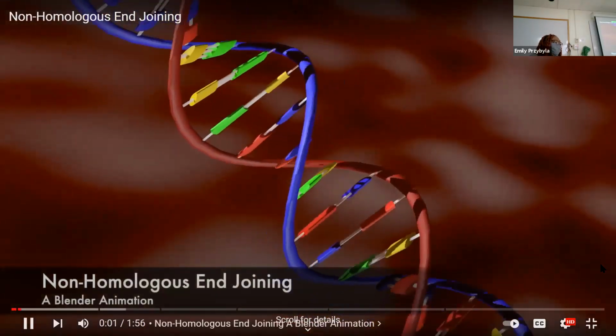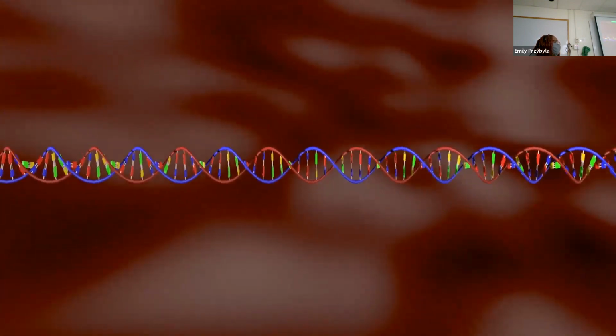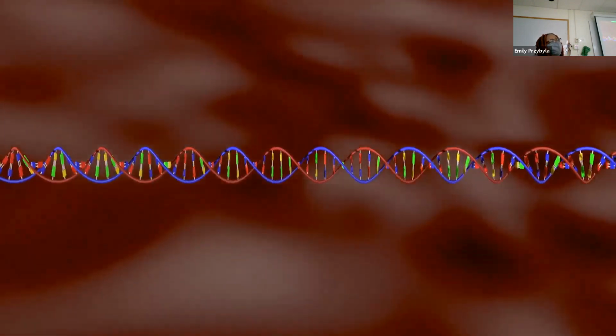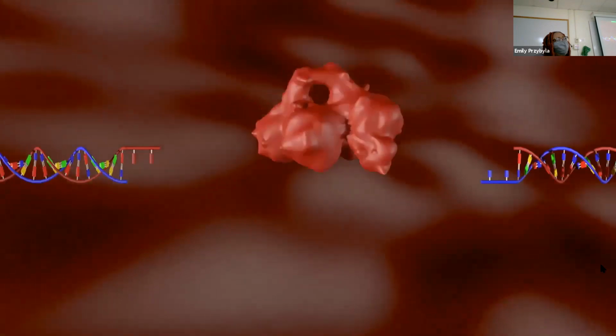DNA's role serves high importance, and yet it's vulnerable. Endogenous and exogenous factors such as ionizing radiation and X-rays cause double-strand breaks.